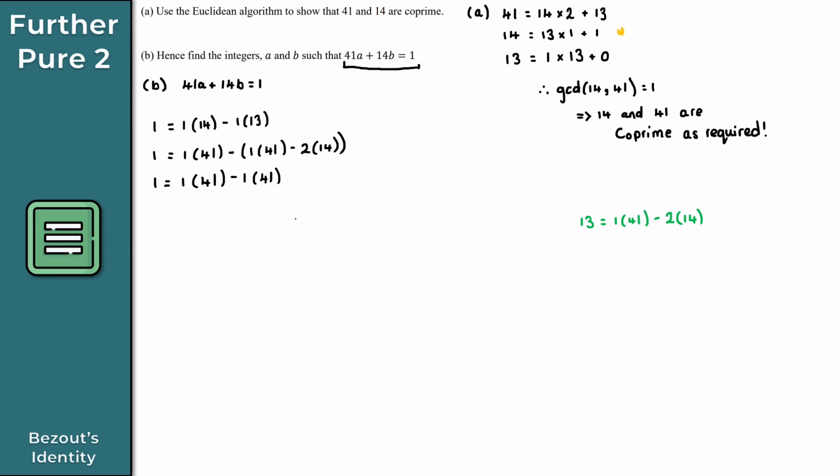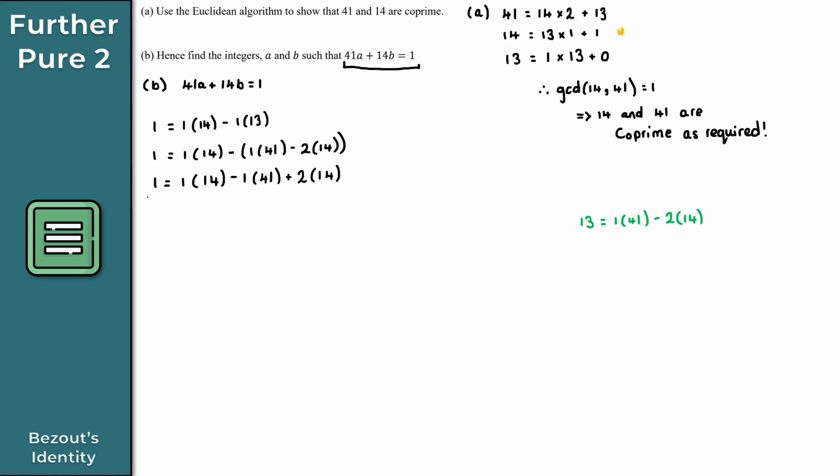So just be very, very careful with the signs here. It is really easy to make a mistake. So what I get here is plus 2 lots of 14. Okay. Now, if I simplify, what do I have? Well, I've got 1 lot of 41 minus 1 lot of 41. Oh, that should be 14 there. I made a mistake. Apologies. Let me go back. I was going to say something isn't working out here. That makes sense now. So 14 and 14.